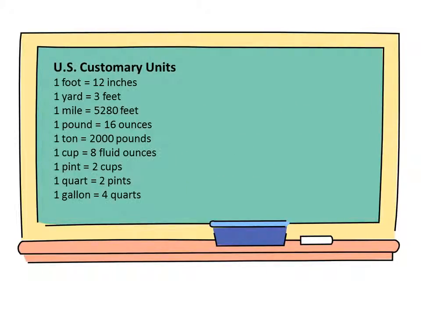U.S. customary units are important to know. 1 foot equals 12 inches. 1 yard equals 3 feet. 1 mile equals 5,280 feet. 1 pound equals 16 ounces. 1 ton equals 2,000 pounds.